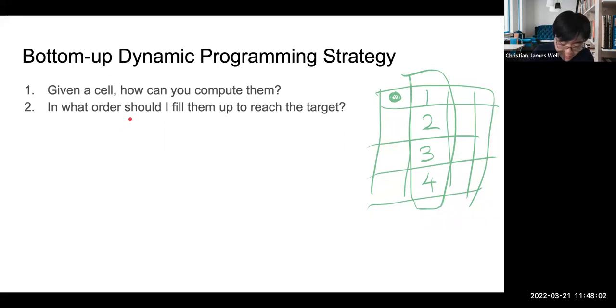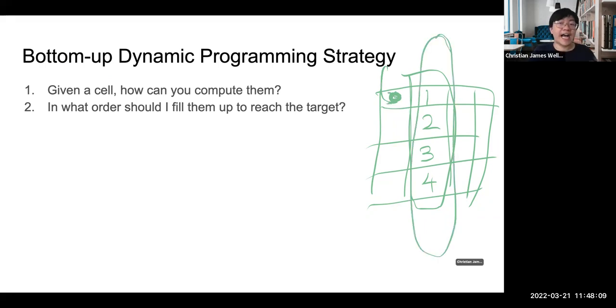Like for example, if I'm computing this cell over here, I want to ensure that all these 1, 2, 3, 4 that I use are already the correct values. So that's why the order is important. You want to fill up the correct values in the correct order. This is what you want to keep in mind when doing bottom-up dynamic programming.